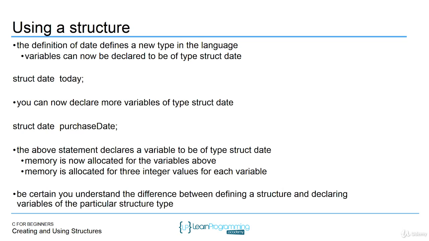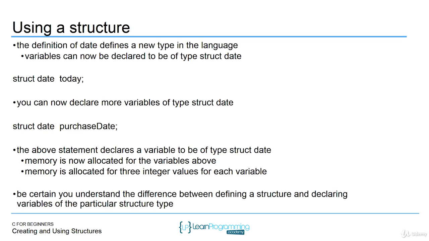So this above statement declares a variable to be of type struct date, purchase date. Memory is now allocated because you declared the variable. Memory is allocated for this structure. Memory is allocated for the 3 integer values, or the 3 members of each variable. So that memory is going to be allocated. And also, the reason it's going to be allocated is because there's no pointers in there. If there were pointers in that struct, you would have to allocate memory for that pointer. But since this today date struct is a very simple struct, I'm starting off slow, it contains 3 ints, those members are automatically allocated for you.